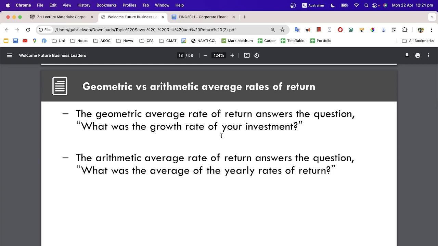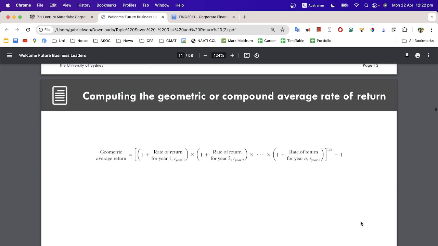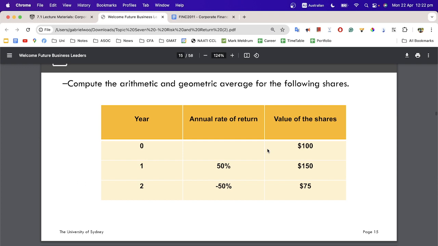Geometric versus arithmetic average rates of return. The geometric average rate of return shows the compounding effect of an investment over time. Before we go into that, let me show you why it would be important for us to have that.